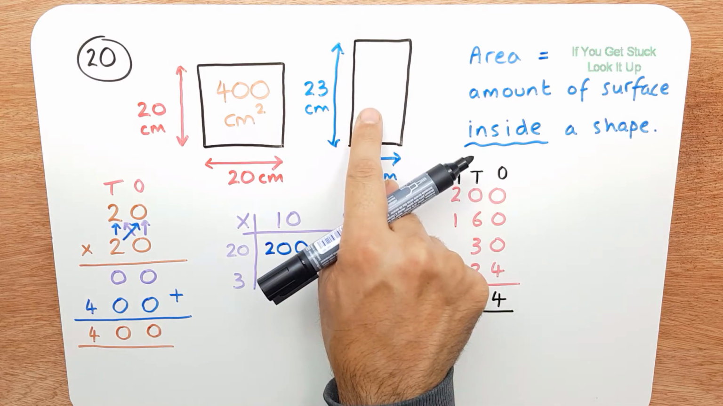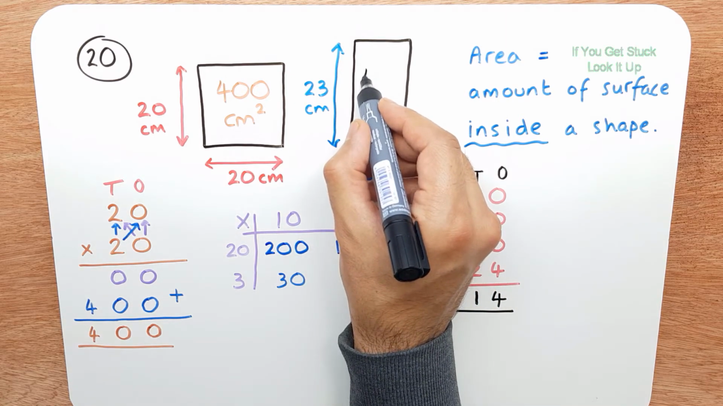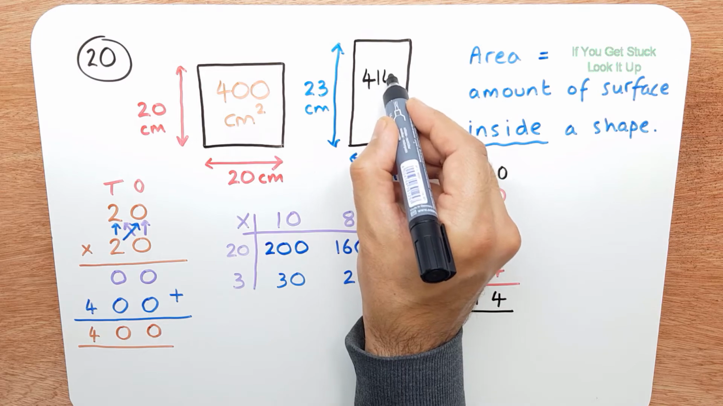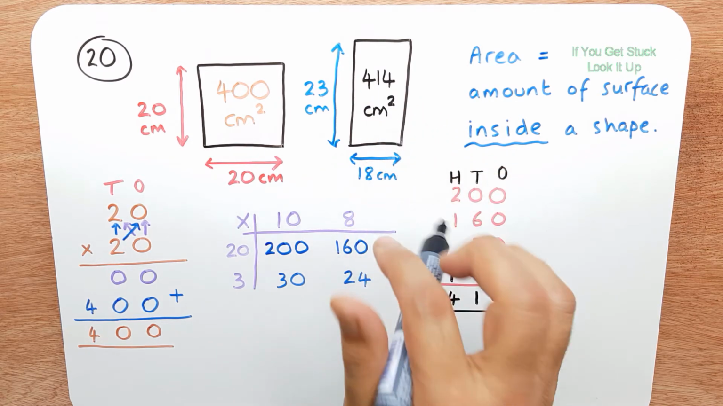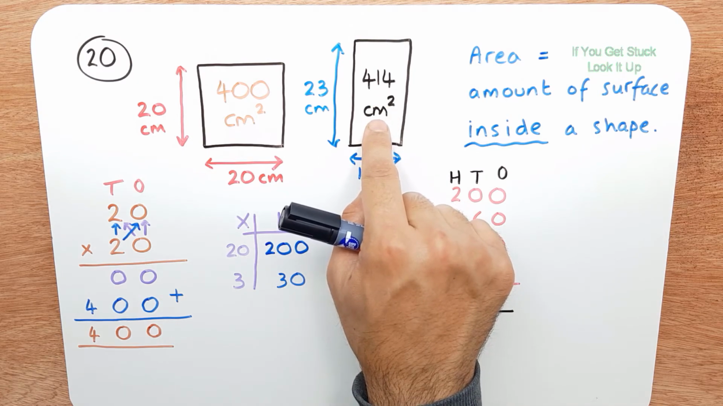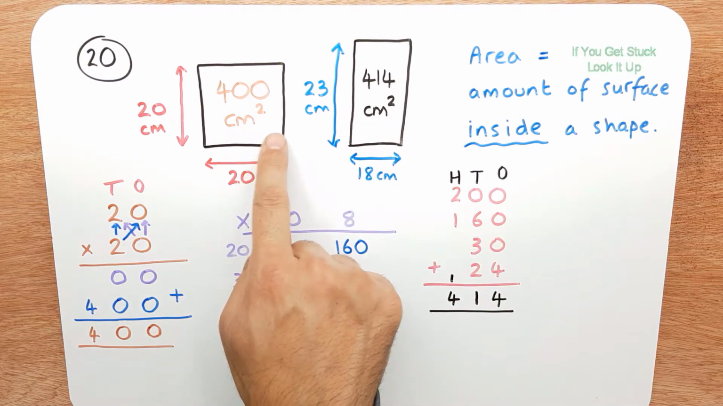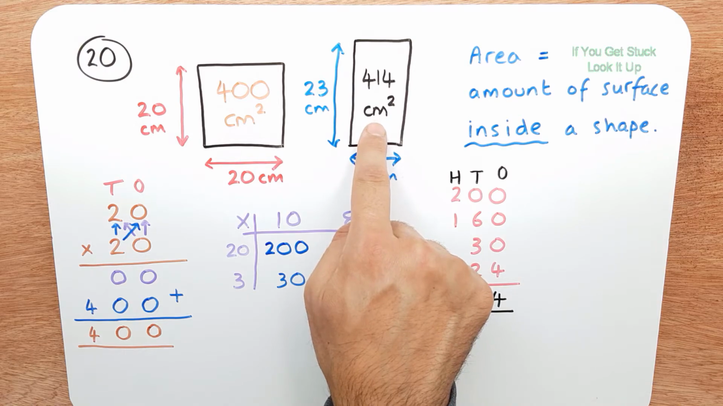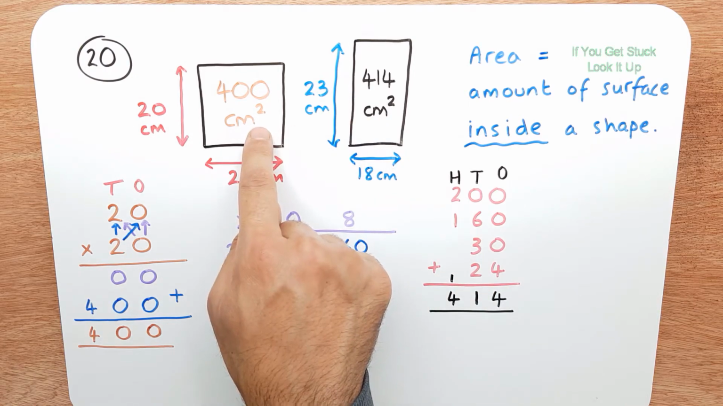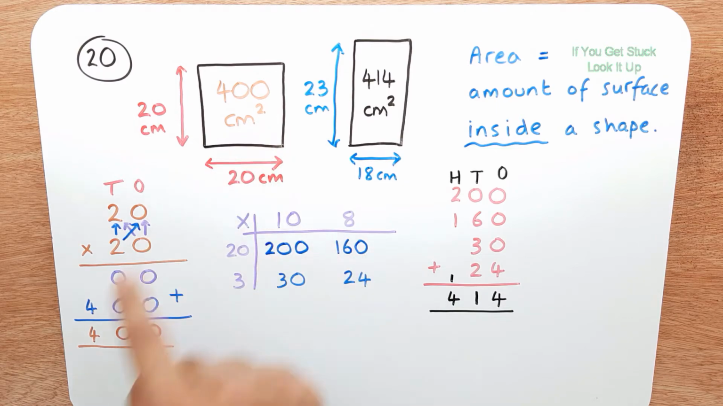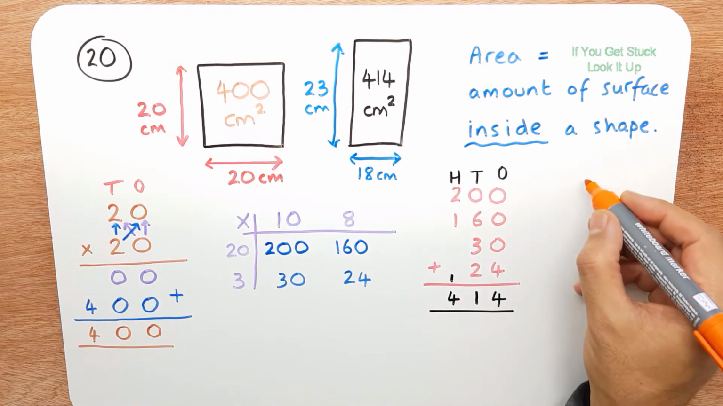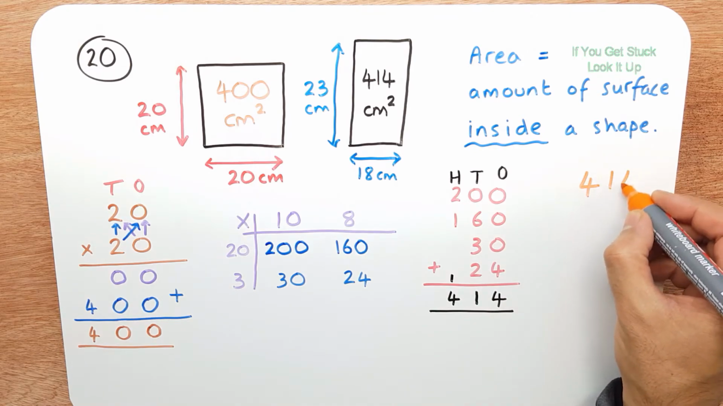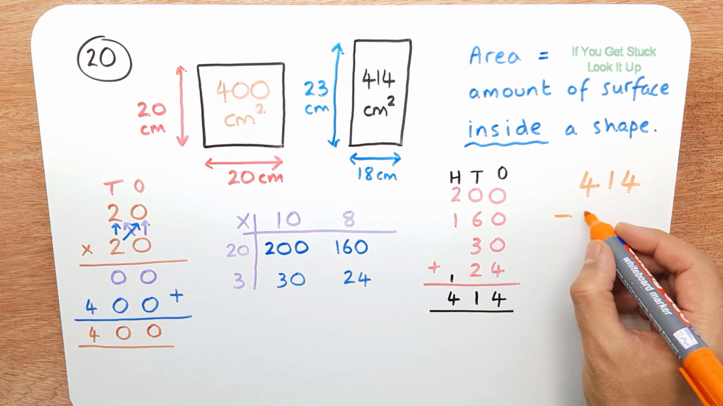So the area for this shape is 414 centimeters squared. So square centimeters. Now we want to know how many square centimeters this area is larger than this area. So we simply subtract the 2. 414 take away 400.